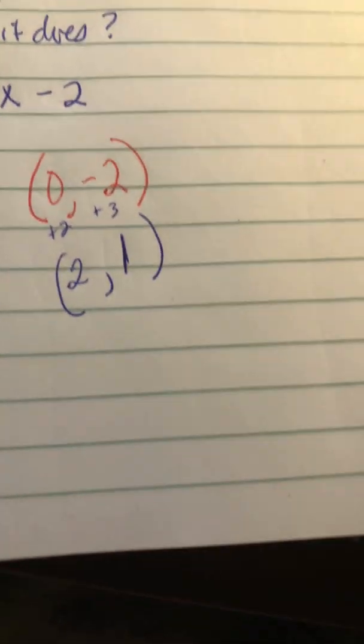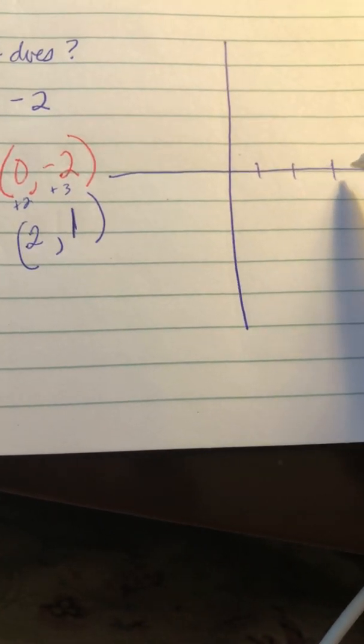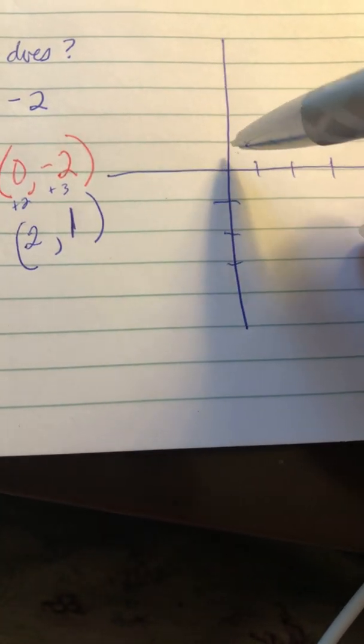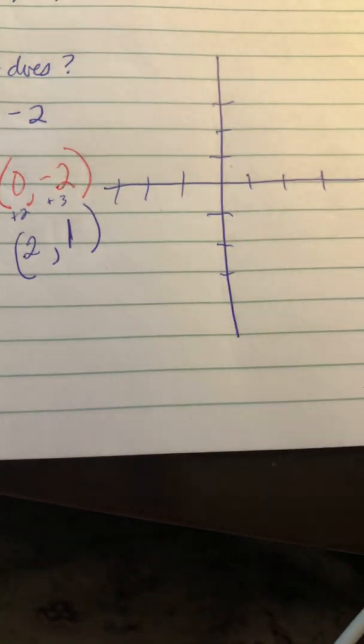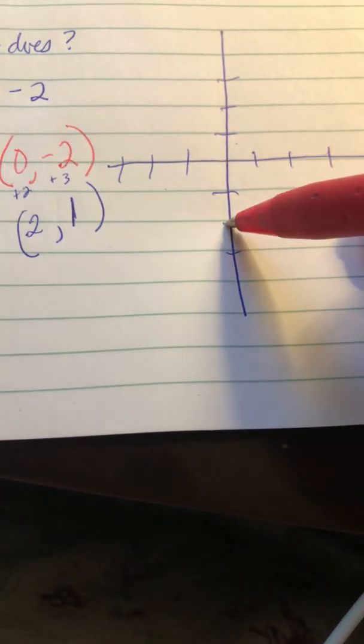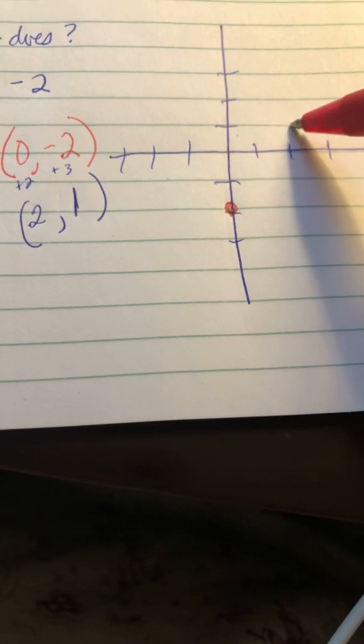And then when we put the answer on the graph, so 1, 2, 3, 1, 2, 3. So here we go, at 0 on the x is here, and then -2 on the y is here. And then for the other one, 2 and 1, you go over 2 on the x and up 1 on the y before you put your dot on. So then the line goes like this.